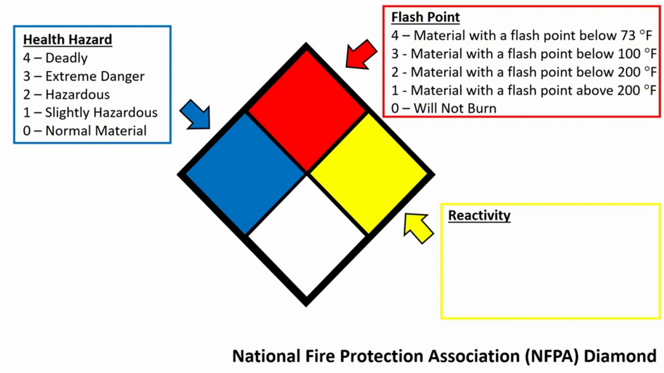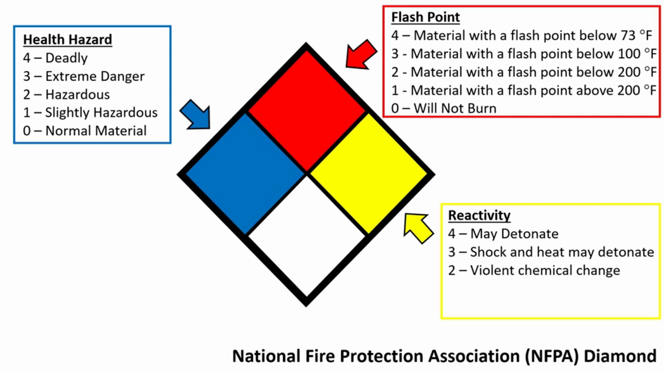The yellow quadrant indicates the reactivity of the material. Again, there can be a numerical value between 0 and 4. 4 means that the material may detonate. 3 indicates that shock and heat may detonate the material. 2 indicates a potential for a violent chemical change. 1 indicates the material is unstable when heated. And finally, 0 indicates the material is stable.